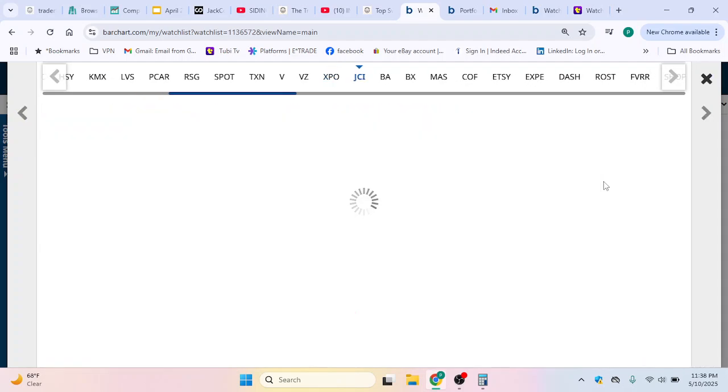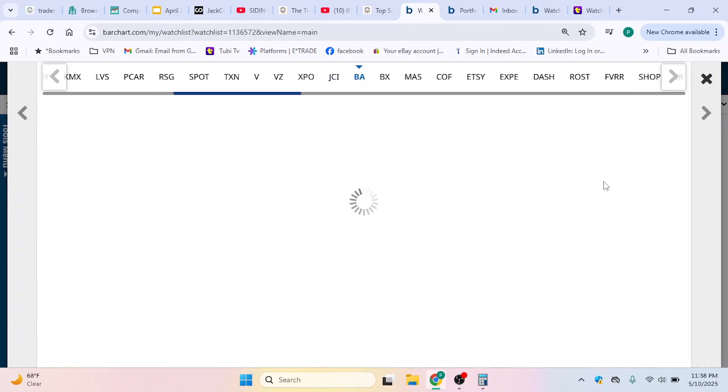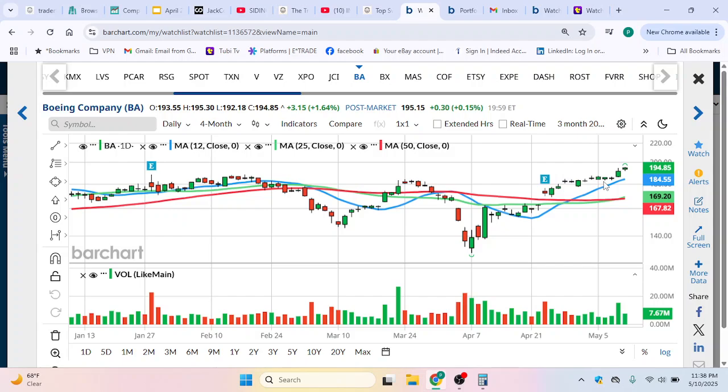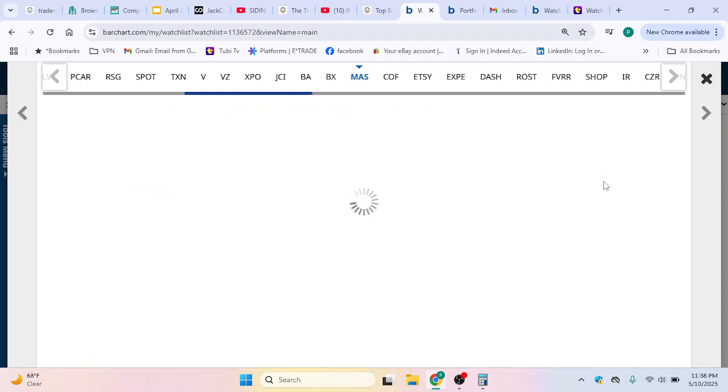XPO. This is more of an industrial stock. Johnson Controls, recently nice move off that bottom. Looks like a positive reaction to earnings, so that looks good going forward. How about banks? Something like, not banks, but Boeing Company. Nice reaction to the last earnings report there. So that looks positive for Boeing. Blackstone, a financial company in an overall downtrend, but improving.